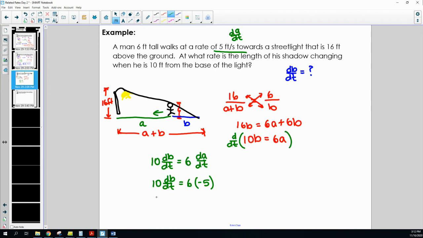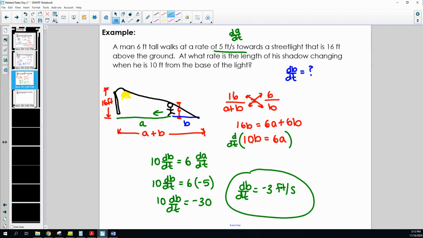Then we plug this in, so we've got 10 dB over dt is equal to -30, and then dB over dt is equal to -3, and this would be feet per second. And what that means is that the length of his shadow is decreasing at a rate of 3 feet per second. So the question here is asking us, at what rate is the length of his shadow changing?